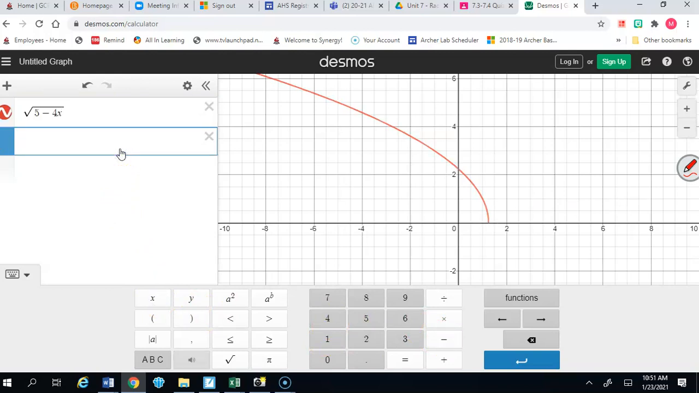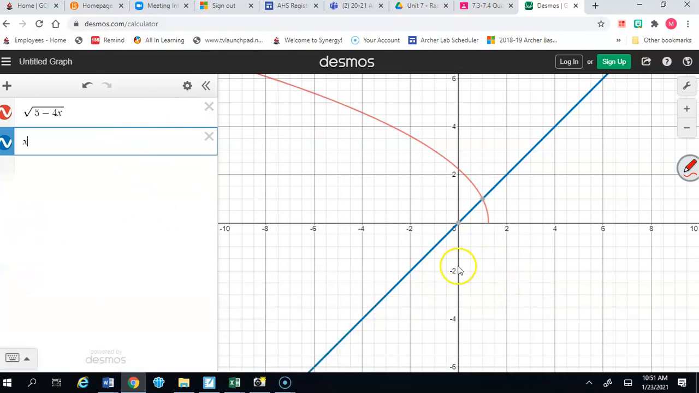And graph that one. And now we're going to graph x here as well. So notice we have a red graph, this one up here, and the blue graph. And what we're looking for is the intersection of these two graphs, guys. That's what we're looking for.